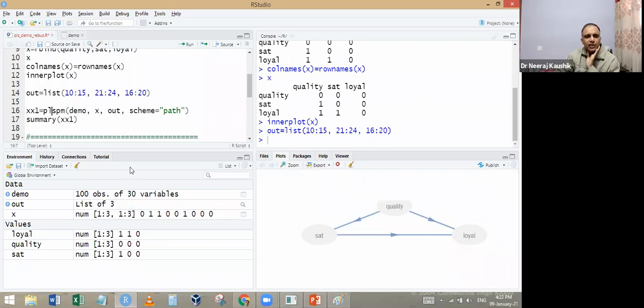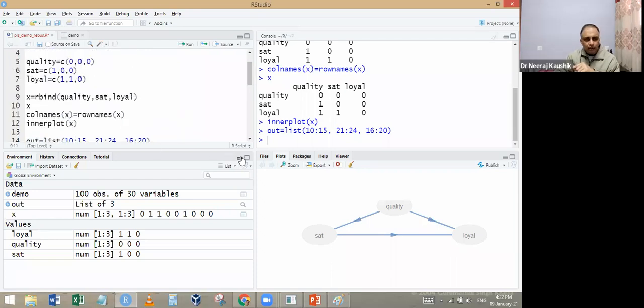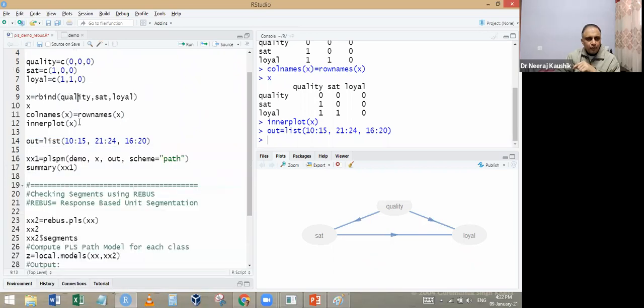Okay, and this is the command. The command is PLSPM, demo, which is my file, X, which is my diagram, and out, which is the order I have given. Where are the numbers of the items? Where are the statements for every construct? Comma means next one. Look at the order. Let's minimize it. Quality is from 10 to 15, satisfaction is from 21 to 24, loyalty is from 16 to 20.